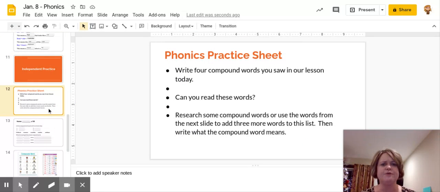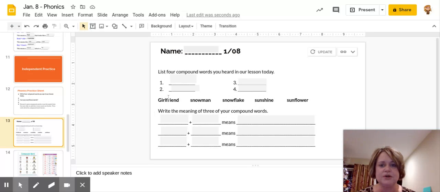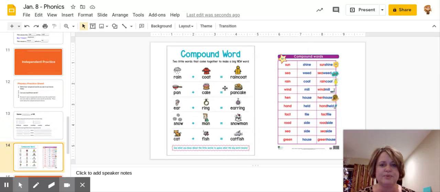So it says, write 4 compound words that you saw in your lesson. So if you need to go back and in your journal, write some of the words we talked about so that you can get those first 4 down, go ahead and do that. Then it says, can you read these words? So I want you to find somebody to read these 5 words to. And then it says, write the meaning of 3 compound words. So if you want to break apart these, you can. Or if you want to break apart these, you can.